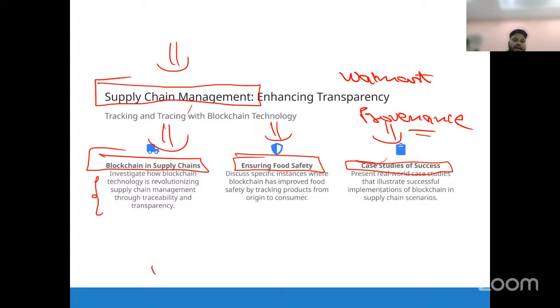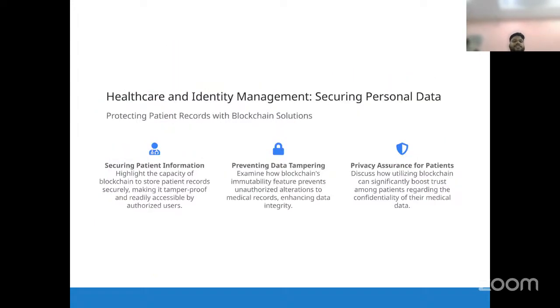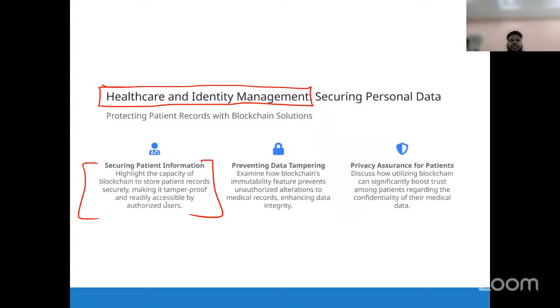Okay. And then apart from supply chain management, what is another application where we can implement blockchain technology? So apart from supply chain and cryptocurrencies, now we are moving to the third application, which is healthcare and identity management. So now if you talk about healthcare and identity management, what you need to think through here is how to secure the patient information. That's the first thing. Blockchain helps securely store all your patient records.